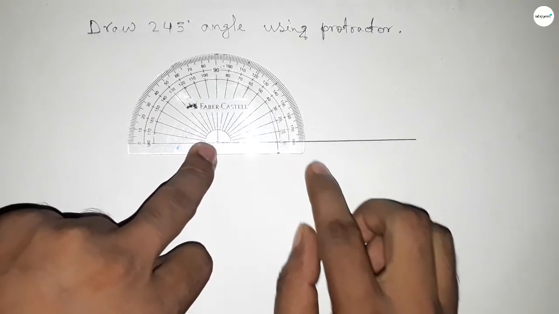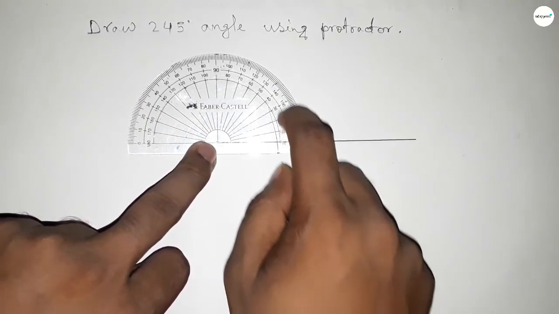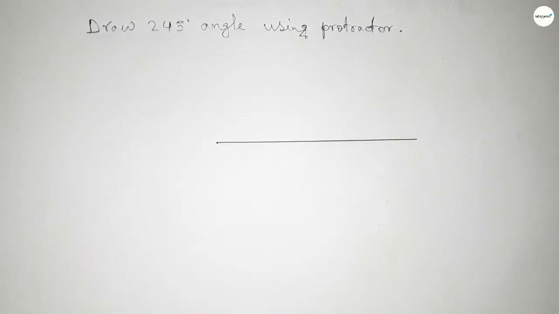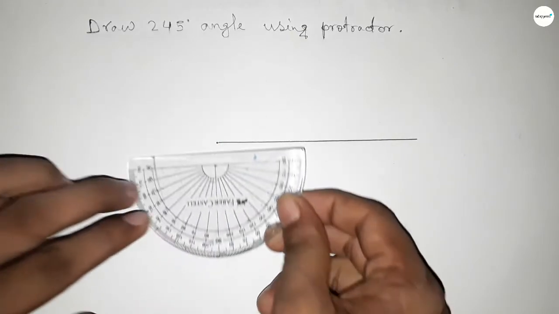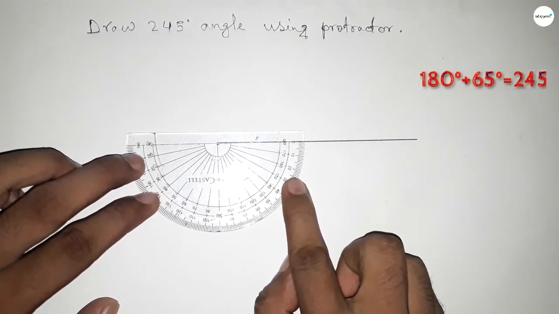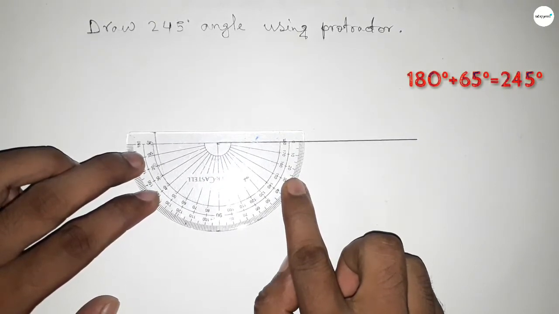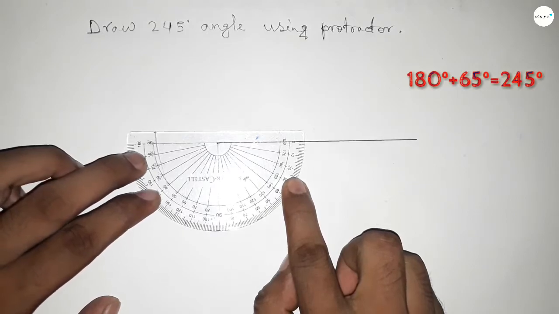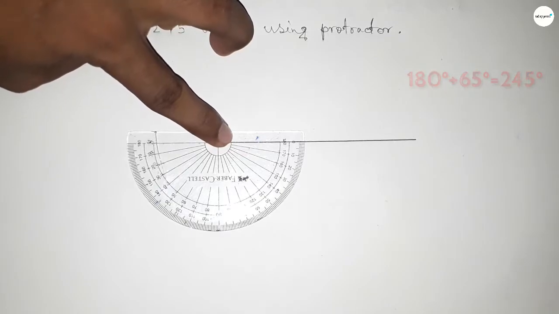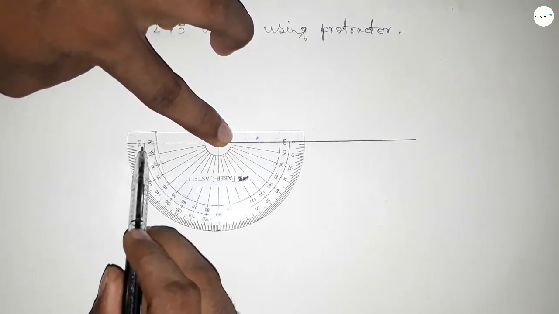So this is up to, this is 180 degree. But we have to draw a 245 degree angle. So we have to add 65 degree angle with 180 degree. So putting the protractor this way on the line, then adding 65 degree.